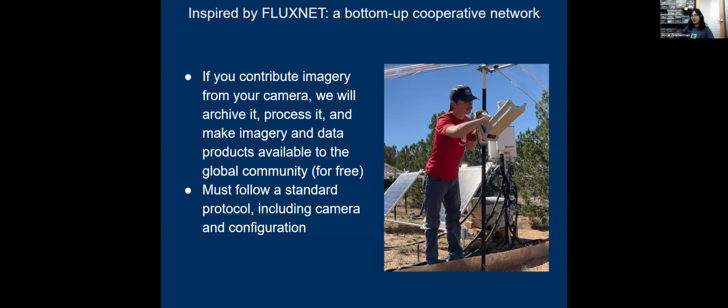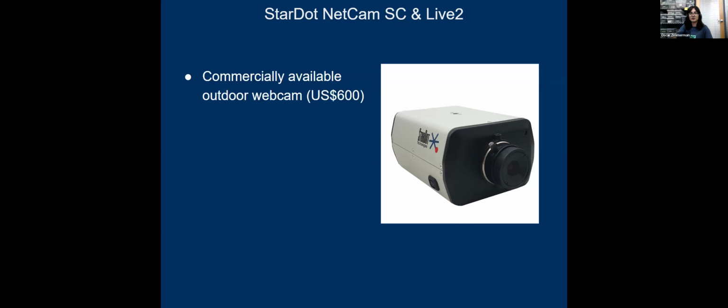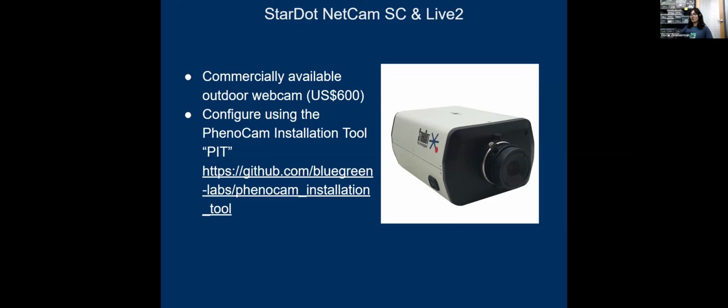We just require our collaborators to follow a standard protocol, and this includes using a standard camera with a standard configuration. So the standard camera that PhenoCam uses are the Stardot Netcam SC and Live 2 cameras, which are commercially available outdoor webcams that go for about $600 US. And to configure the camera, we've also developed an easy to use software tool called the PhenoCam installation tool, or the PIT.